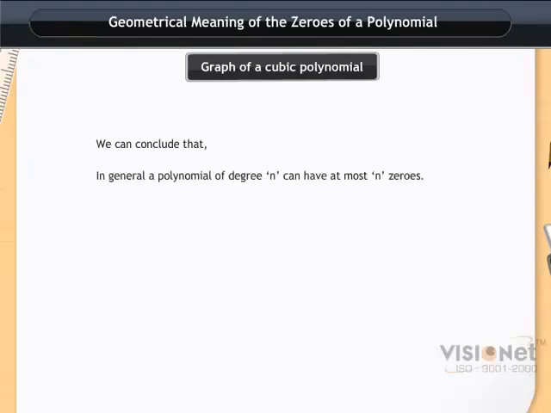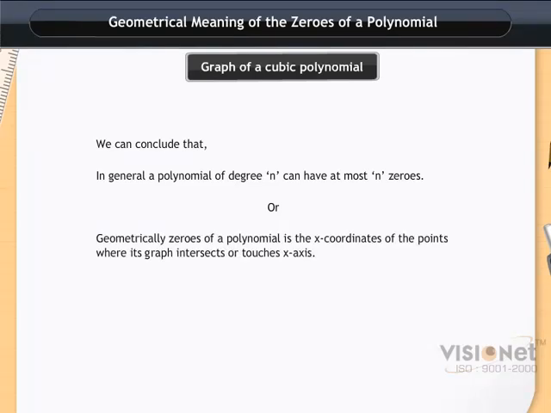From the examples discussed above, we can conclude that in general, a polynomial of degree n can have at most n zeros. Or we can say, geometrically, the zeros of a polynomial are the x-coordinates of the points where its graph intersects or touches the x-axis.